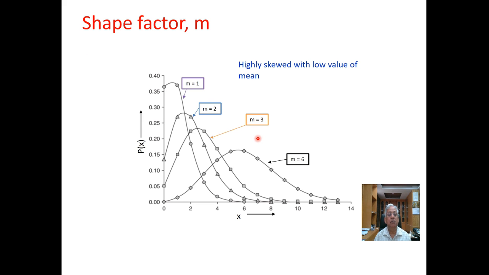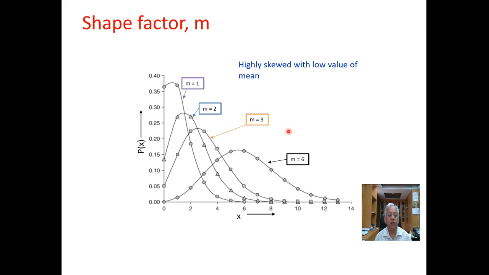This m is also called the shape factor, and the probability function of the Poisson distribution is very skewed for low values of m. For example, for m equal to 1, you have the majority of the values towards 0, and as m increases, it shifts towards the right, and it becomes symmetrical also.